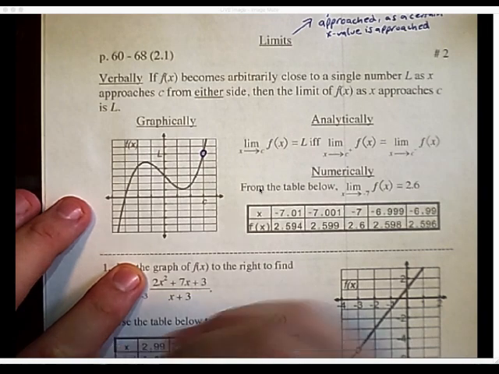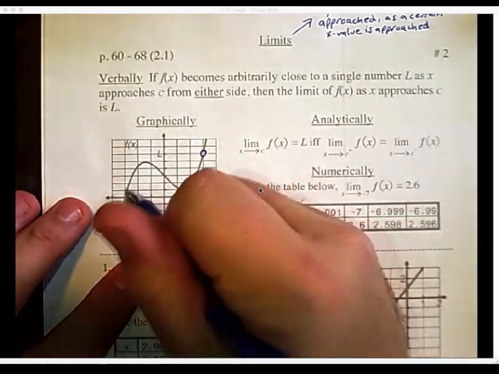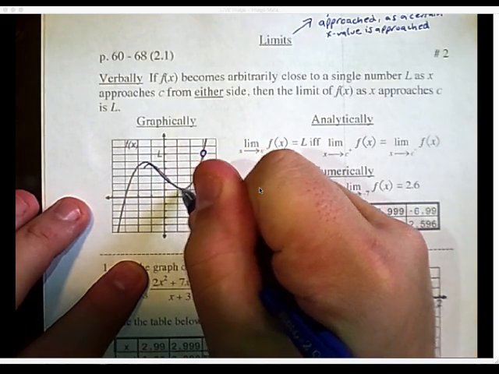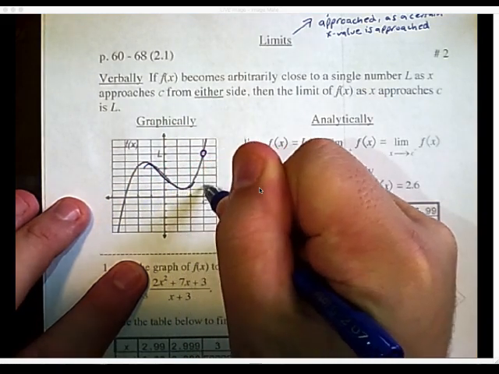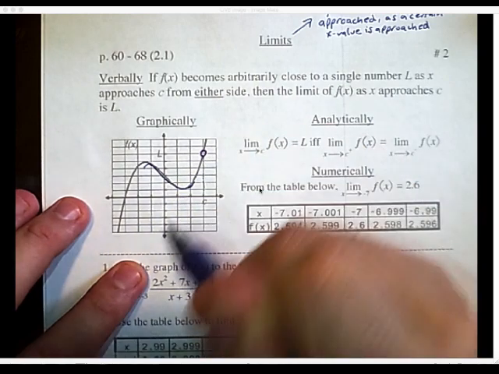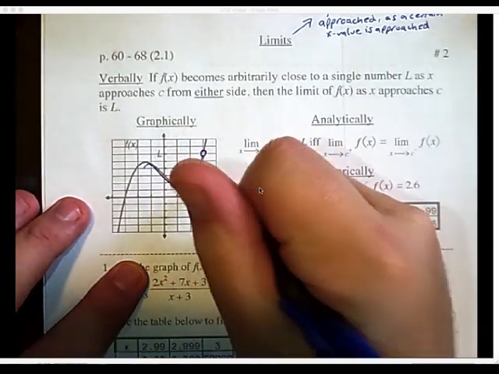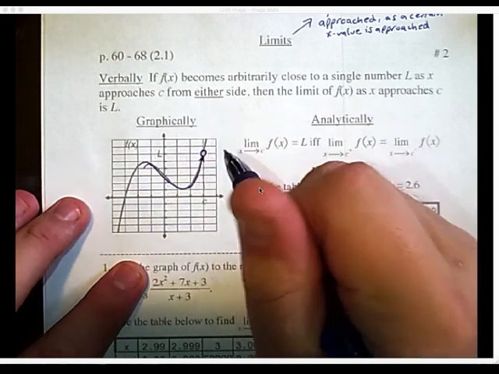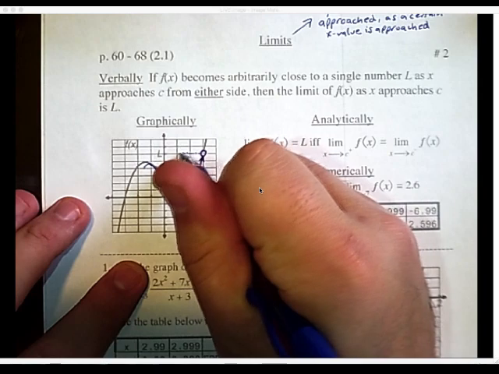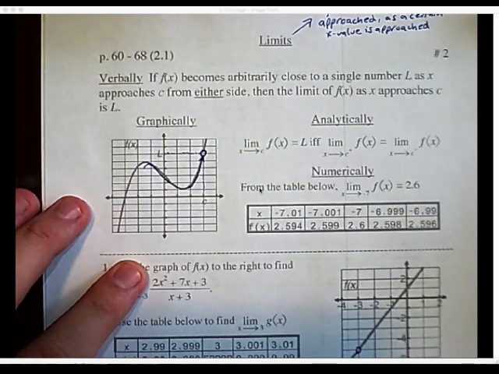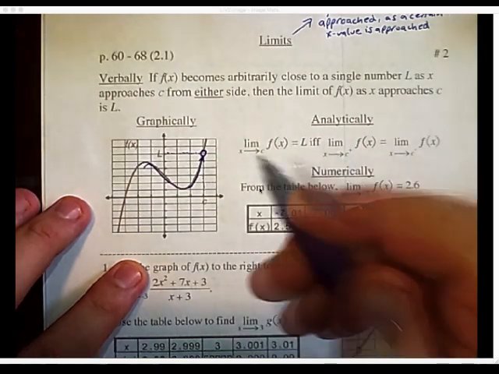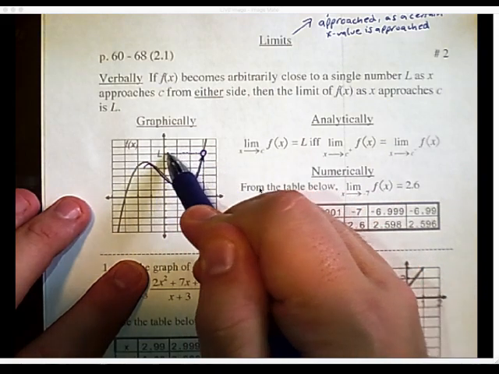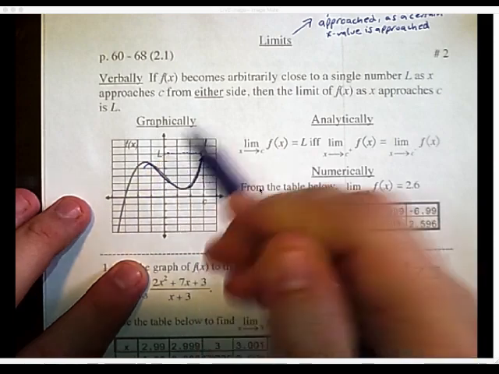Okay, so as we follow this curve along and we get really, really close to this x value of c, now c just is in place of a number, okay, we're getting really, really close to whatever this y value is, which they're calling L. They're just using letters instead of numbers. So as we come in from the left side, we're approaching this y value, which we're calling L.